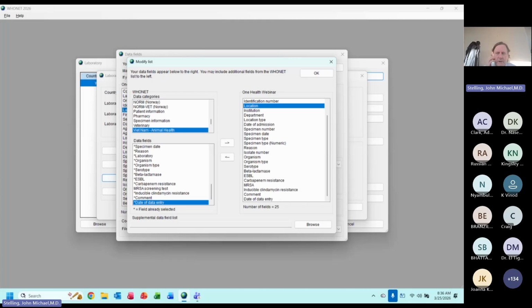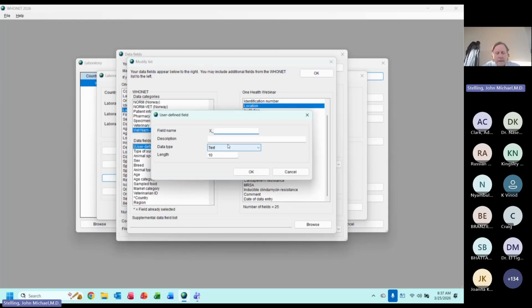So as someone said earlier about what is the clinical diagnosis, what is the treatment? Yes, you can add these. Either find it on the WHONET list, or if you don't find it on the WHONET list, then just click here, user defined, select, and then I can say, I don't know, outcome. Outcome's not a good example because actually outcome is one of the WHONET options. Let me just put, for example, PCR ESBL, something like that. PCR ESBL result. Text field, 10 characters long, okay.